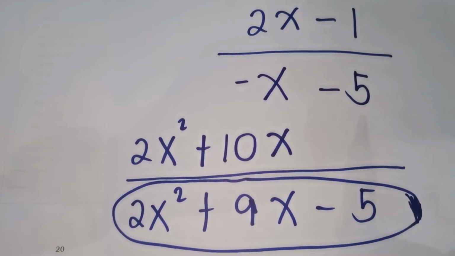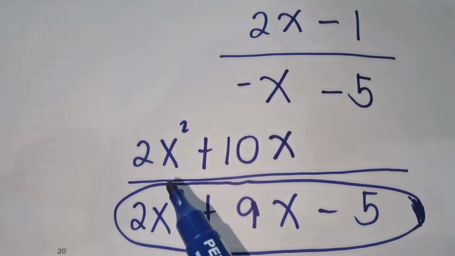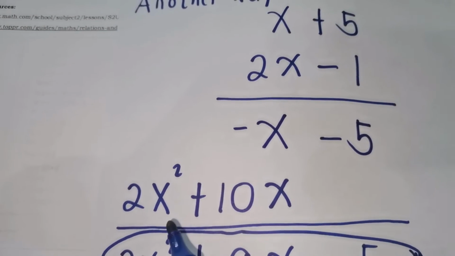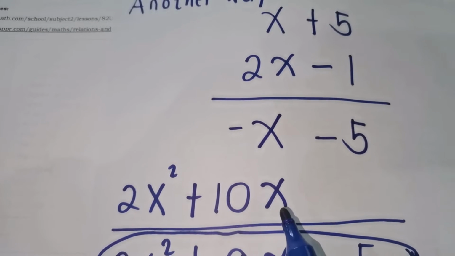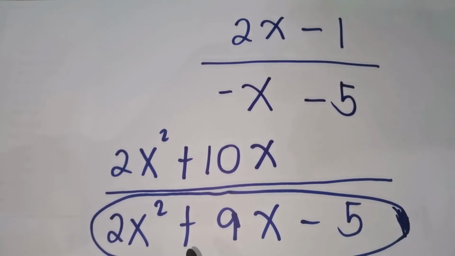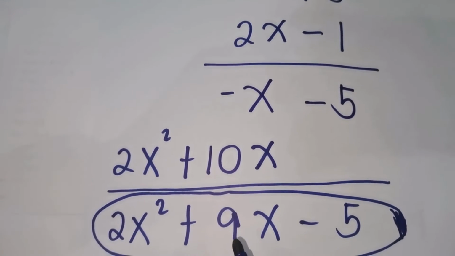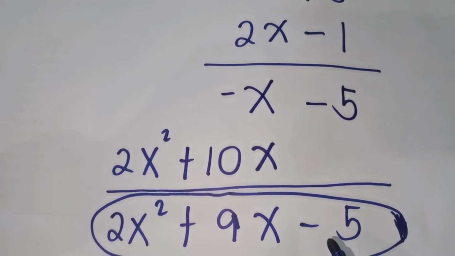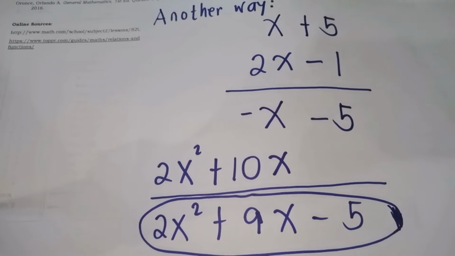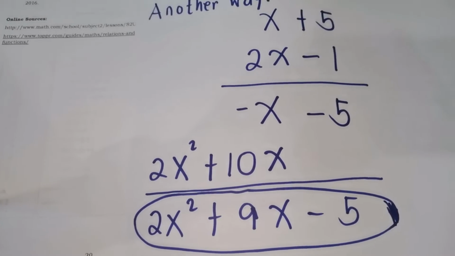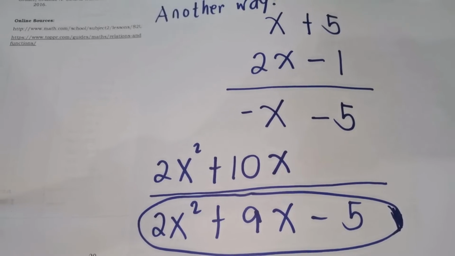Okay, now bring down 2x squared. Negative x plus 10x, the result is 9x, positive 9x. Then bring down negative 5. If you find it hard to get the product of x plus 5 and 2x minus 1 using the FOIL method, you can use this alternative solution.